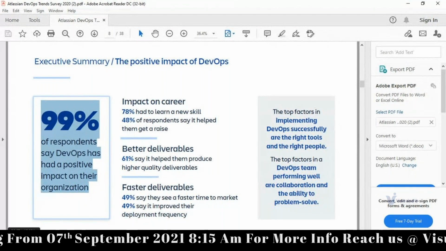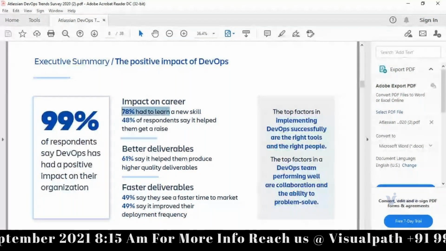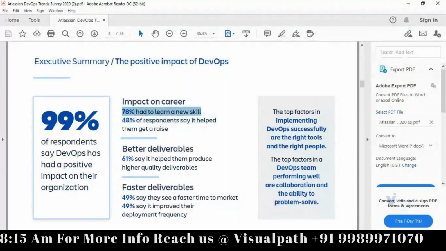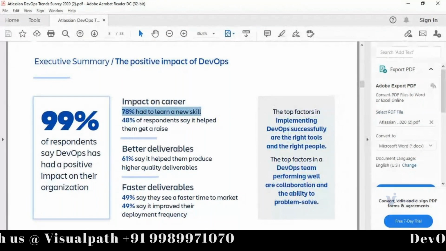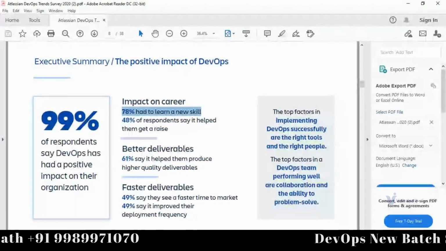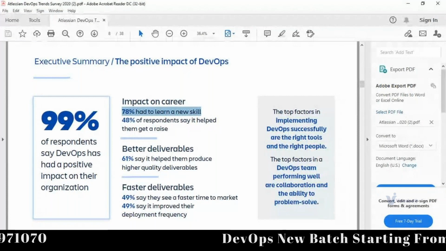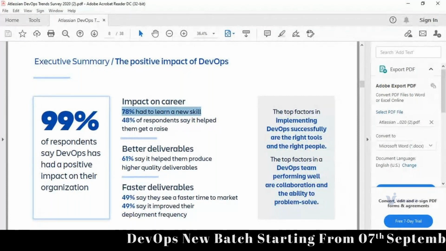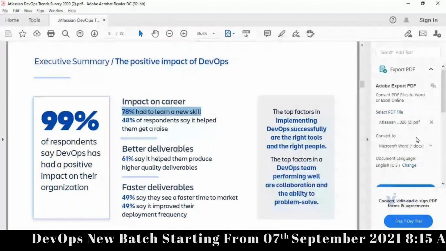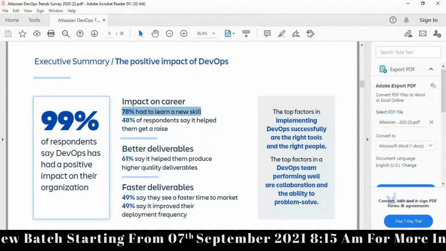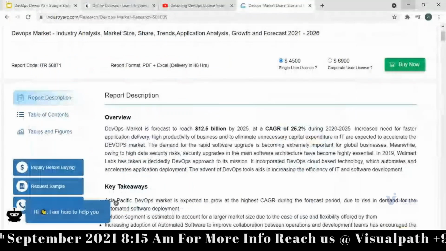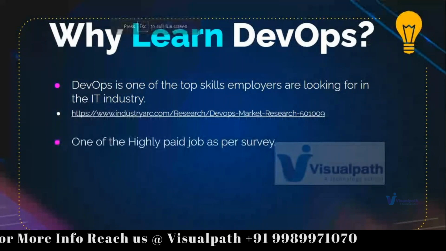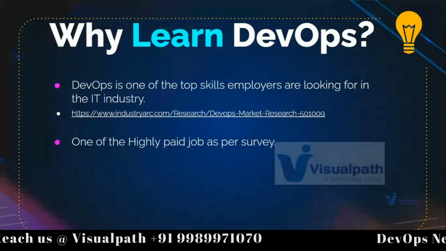See, 78% had to learn new skills. So existing people who want to be in DevOps or are already in DevOps need to learn new skills. And there are many more numbers. I'll give you the link from where you can download this report and read it yourself. If you're a guy like me who trusts numbers rather than trusting the trend, what people are saying, then you will be interested in reading this and making the right decision. So let's go back to our slide. That was one point. It's also one of the highly paid jobs. Why? I'll tell you in the next slides.